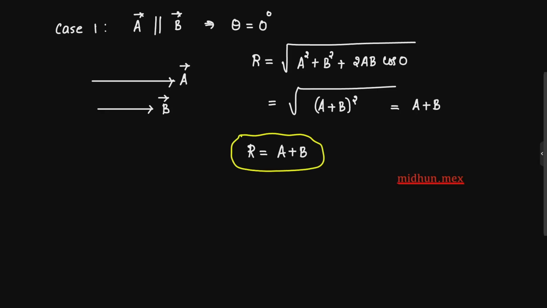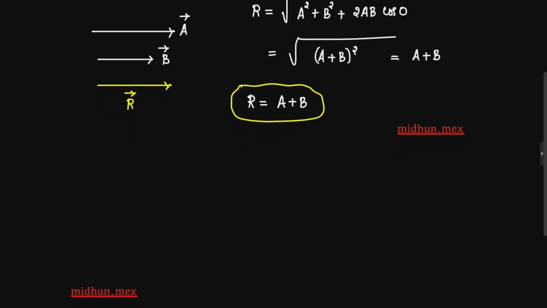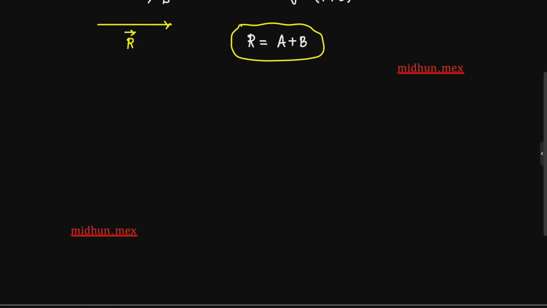Whenever two vectors are acting in the same direction, if I ask you the net value, you have to simply add them. A plus B will give you the value. And here there is no confusion. Since A is towards the right and B is towards the right, the resultant, A plus B, will always be directed towards the right.